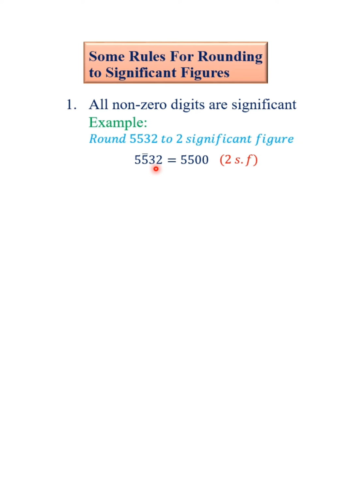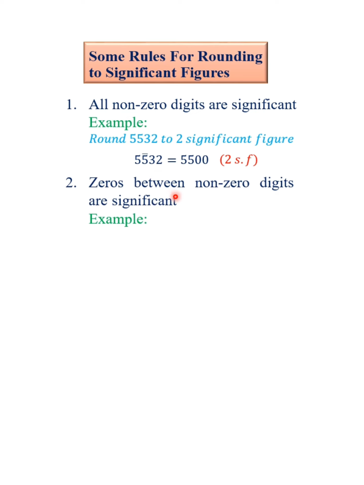And we have to keep these two other digits as 00 because they are placeholders and they have to be maintained. Reason being that they affect the value of the number. If we don't include the 00, it means we'll be rounding 5,532 down to 55, which is wrong. The closest is 5,500. So these two zeros, even though they are not significant figures, are placeholders and should be maintained. Now let's look at the second rule.